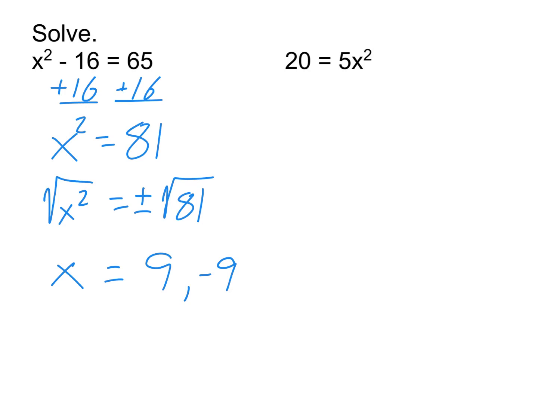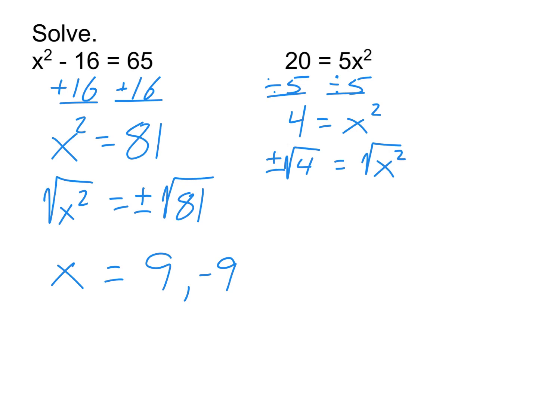Again, I want to get the x squared by itself first, so I got to get rid of the 5. Right now, it's 5 times x squared, so I'm going to divide both sides by 5. Because I'm undoing the multiplication. So on the left side, that gives me 4. On the right side, that gives me x squared. Now that I have the x squared by itself, x squared equals, I can now do the square root of both sides. And since I'm doing the square root of both sides, I put a plus or minus on the other side from where the x squared is. And so I end up getting that x equals 2 and negative 2.